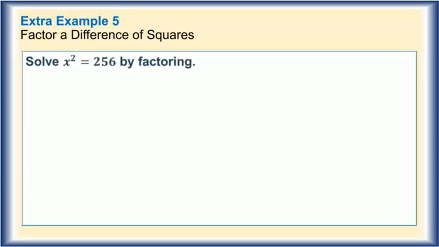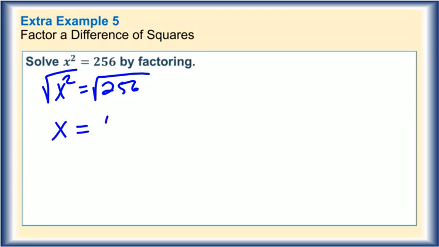Next one, I have x squared equaling 256. Find the square root of both sides. I know they're saying solve by factoring, but I think it's easier just to undo the square by finding the square root. So this would be x equaling a positive and negative square root of 256, which would give us 16.